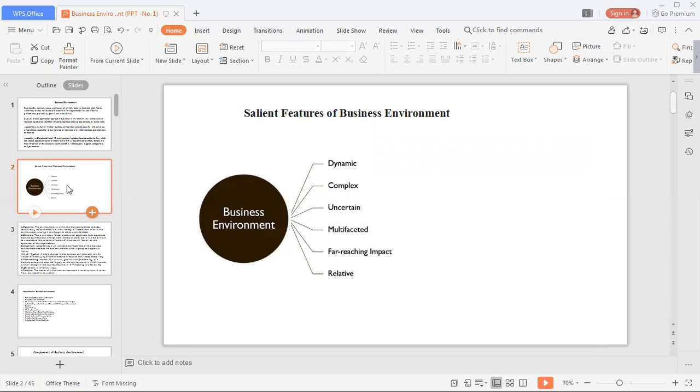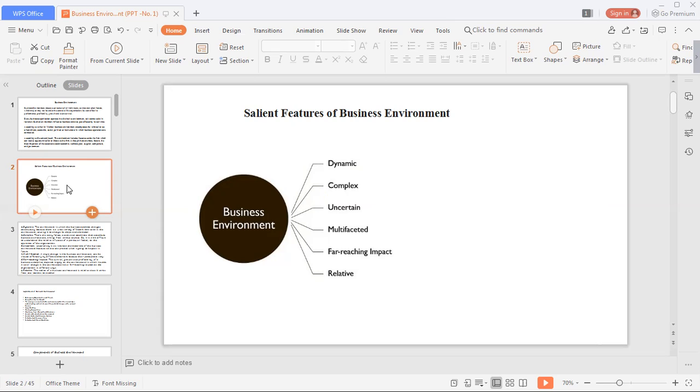Next comes the dynamic feature. Business environment is dynamic in nature. Such changes are necessitated by the change in the economic policies, change in the tastes and preferences of the consumers, improvisation in the technology, and entry of strong competitors in the marketplace. So all these factors are how the business environment keeps on changing, and that's why it's called dynamic in nature.